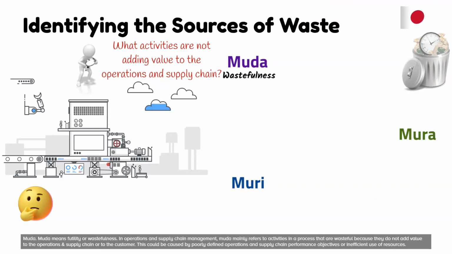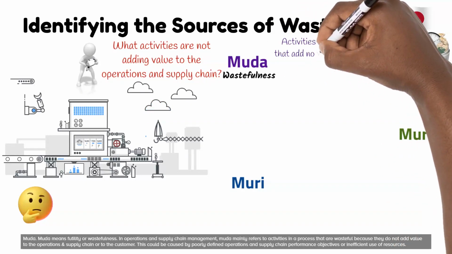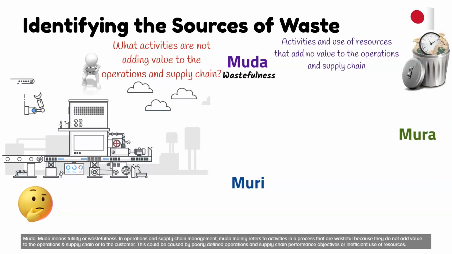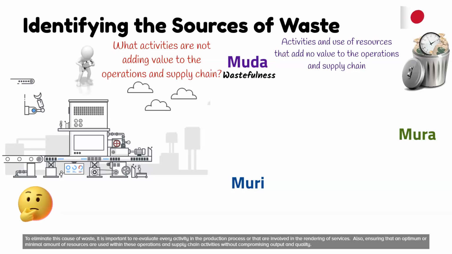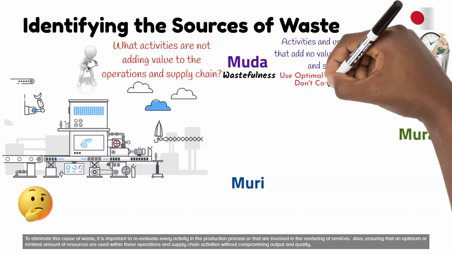In operations and supply chain management, muda mainly refers to activities in a process that are wasteful because they do not add value to the operations and supply chain or to the customer. This could be caused by poorly defined operations and supply chain performance objectives or inefficient use of resources. To eliminate this cause of waste, it is important to re-evaluate every activity in the production process or that are involved in the rendering of services.